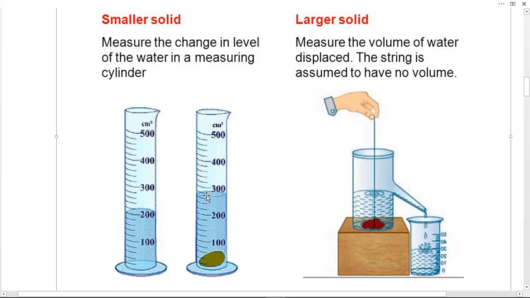So how much did it increase? You have to do 275 minus 275, and that increase equals the volume of this object. In simple words, the increase in the level of the water in the measuring cylinder after adding the stone will be its volume. But sometimes you have a bigger object, an object which can't fit in the measuring cylinder.